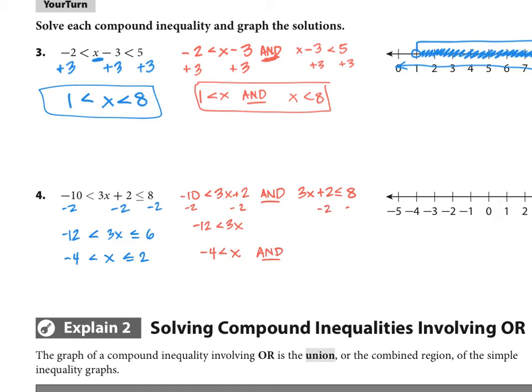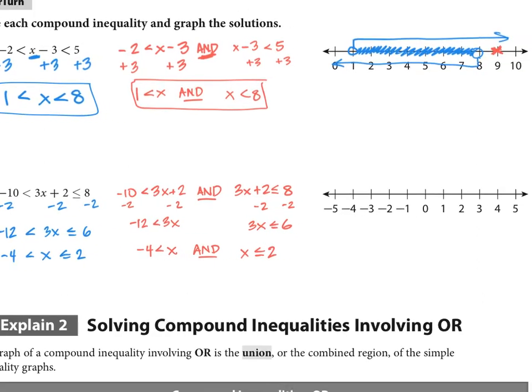I'm always underlining the word "and" because it is so important that you have that word there. If not, I'm not sure how these statements are being combined. So again, make sure you have that word "and." Pretty soon we're going to be dealing with the word "or" when we're combining these inequalities.